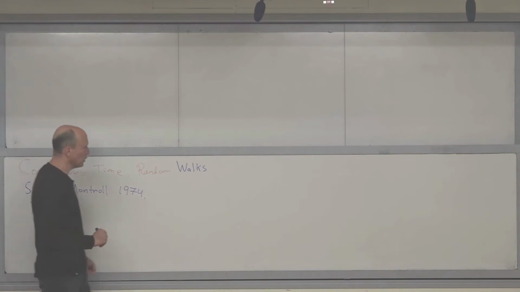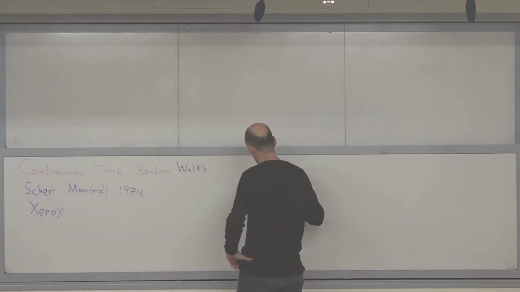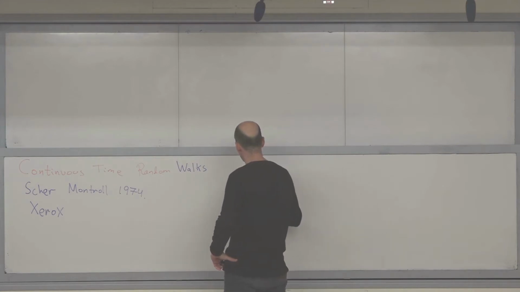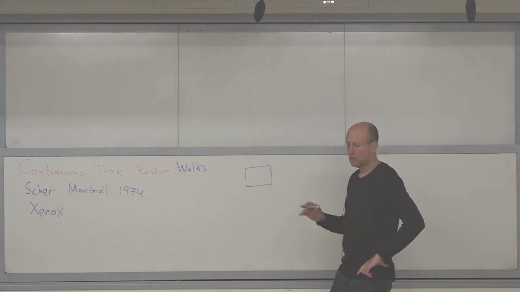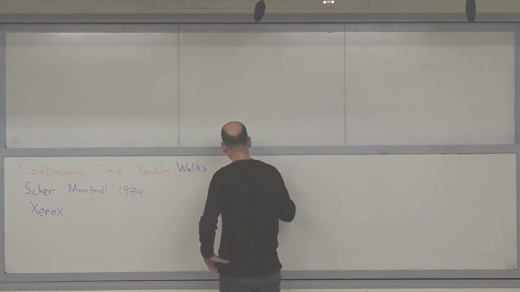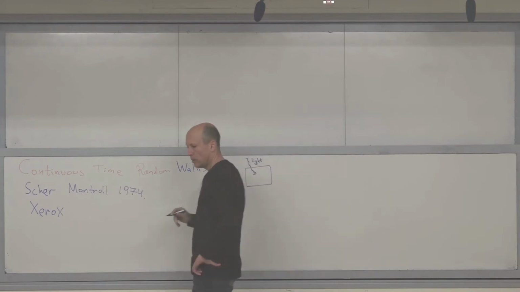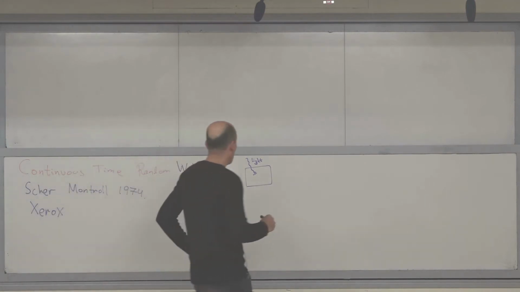So this company, Xerox, was looking at the following thing. They have a system which is, let's say, a semiconductor or some disordered metal, whatever. They come and they shine light, with some frequency. It doesn't really matter what the frequency is at the moment.